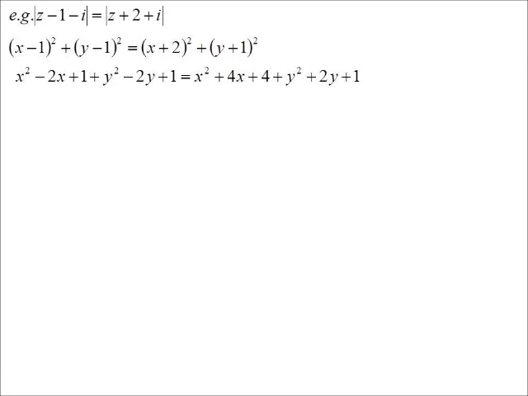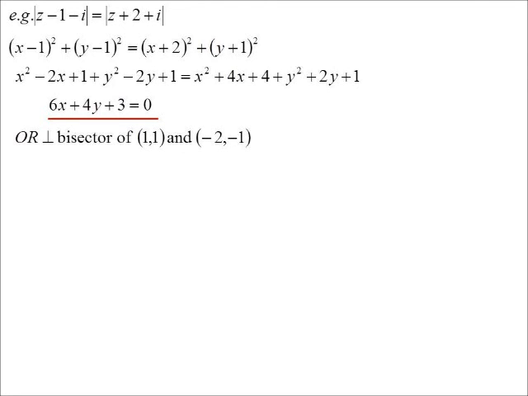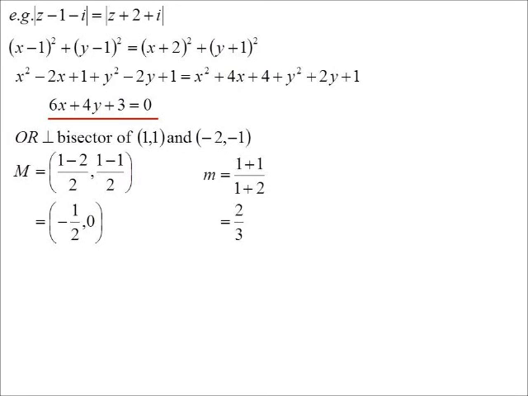But it's not a circle, because the x squareds cancel, the y squareds cancel, and we get the equation of our line. But if you realised it was the perpendicular bisector, you now have an alternative way of doing it. You could find the midpoint, because obviously that would be a point on the line. You could find the slope. Well, that's the slope joining 1, 1 and minus 2, minus 1. Therefore, the slope we want, because it's perpendicular, is minus 3 on 2.